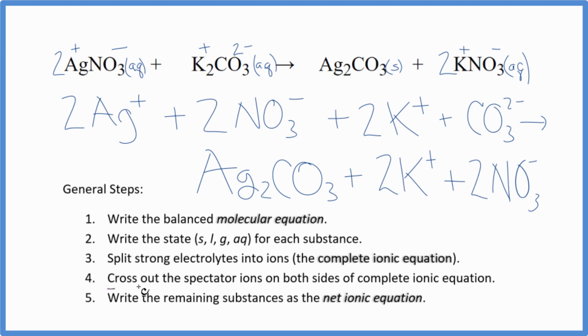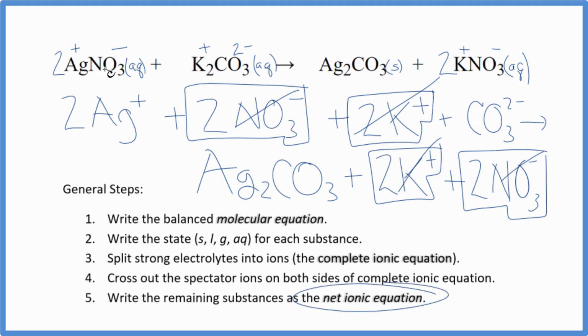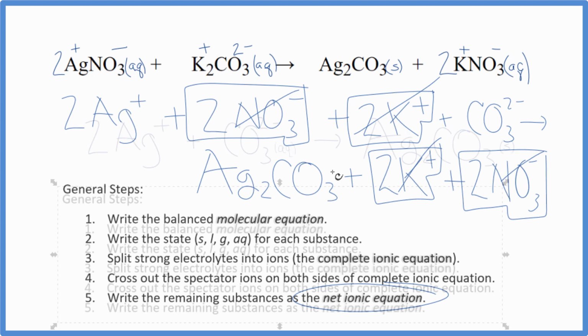So now we can cross out spectator ions. They're on both sides of the complete ionic equation. I can see here in the reactants, I have two nitrate ions, and in the products, get rid of that. Reactants, two potassium ions, and in the products, two potassium ions. Those are gone. But what's left, that's the net ionic equation for AgNO3 plus K2CO3. Let me clean it up, write the states, and we'll have our net ionic equation.